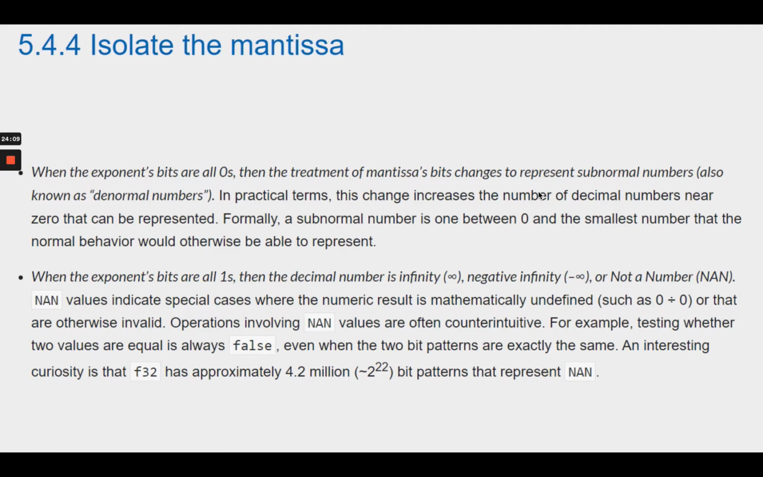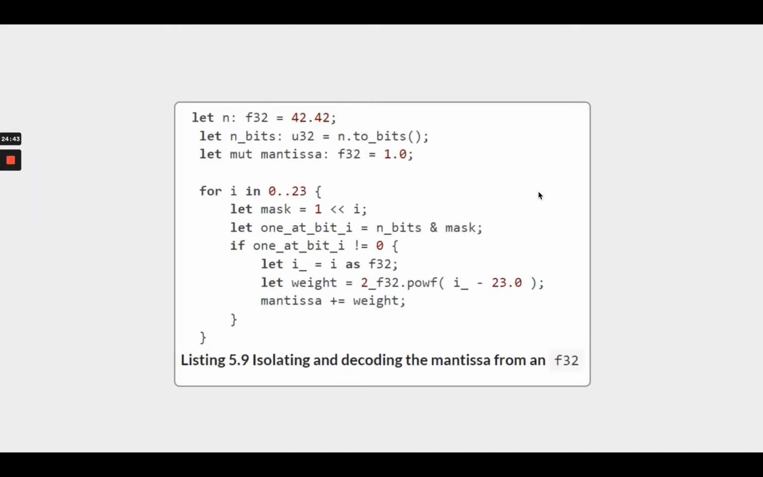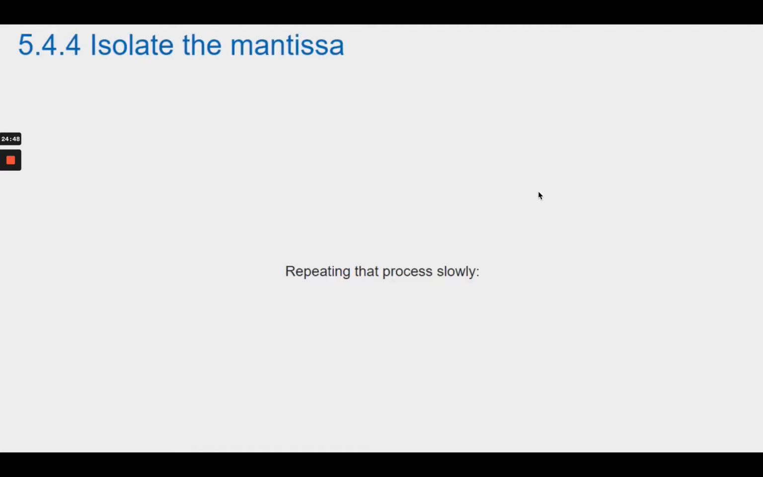When the exponent's bits are all ones, then the decimal number is infinity, negative infinity, or not a number, or NaN. NaN values indicate special cases where the numeric result is mathematically undefined, such as 0 divided by 0, or that are otherwise invalid. Operations involving NaN values are often counterintuitive. For example, testing whether 2 values are equal is always false, even when the 2 bit patterns are exactly the same. An interesting curiosity is that F32 has approximately 4.2 million, or 2 to the 22nd, bit patterns that represent NaN. The following listing provides the code that implements non-special cases.